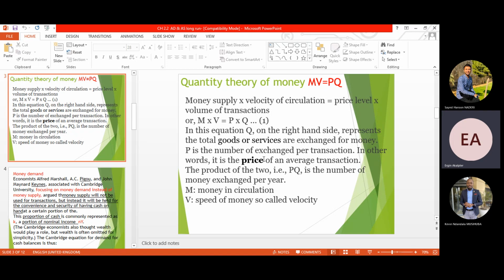This should be equal to the amount of money circulating in the system multiplied by the speed of money. Money in circulation gives you this equation, and the two sides must be equal for balancing the economy. If it is not, then this will create some problems.